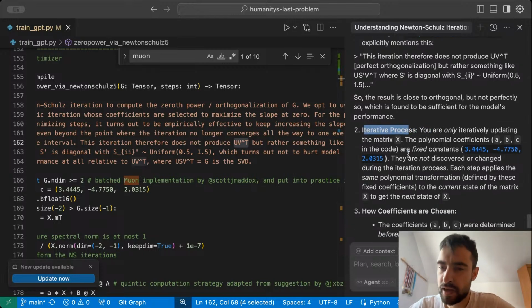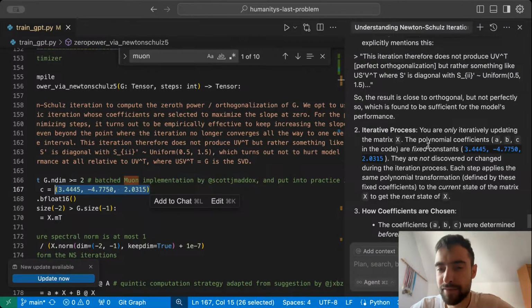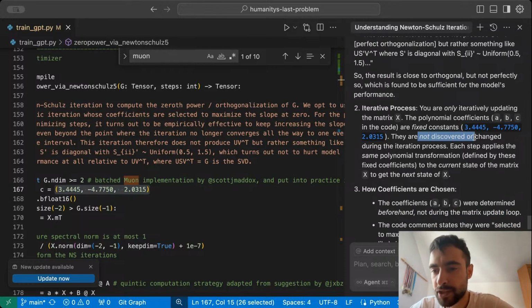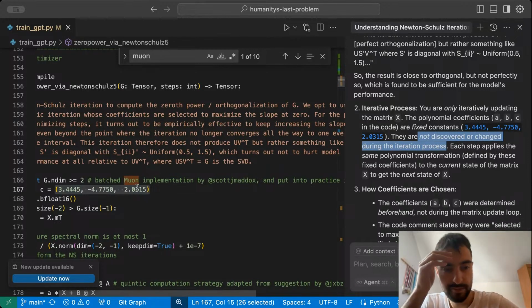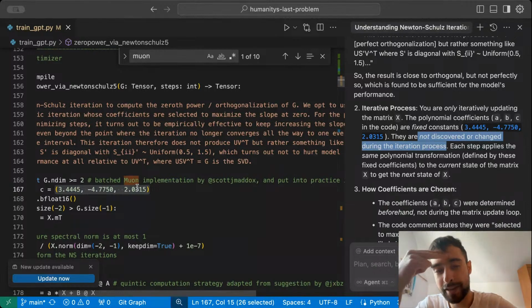Iterative process. You are only iteratively updating the matrix X. The polynomial coefficients A, B, C in the code are fixed constants. Okay, so why are there 3 constants here, and I guess a polynomial has 6 of them, the 5th degree polynomial. They are not discovered or changed during the iteration process. Why are these specific ones chosen? That's a mystery. But I think we are understanding the Muon optimizer. I didn't know we would.